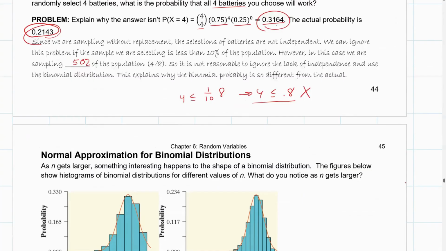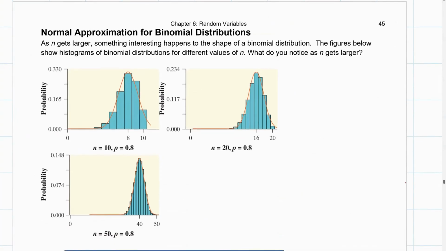All right, last topic for this binomial distribution stuff. It says, as n gets larger, something interesting happens to the shape of the binomial distribution. What do you see? What I see is that this is left skewed, but this looks normal. And the difference between our first step and our last step is the sample size. Here's our general rule.